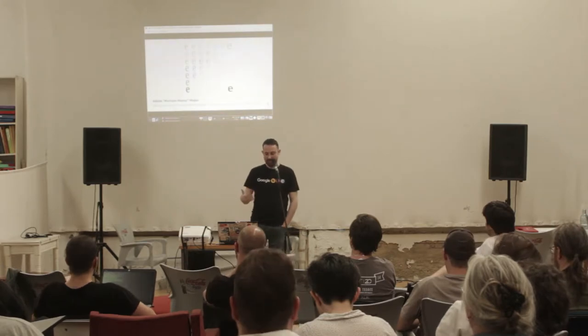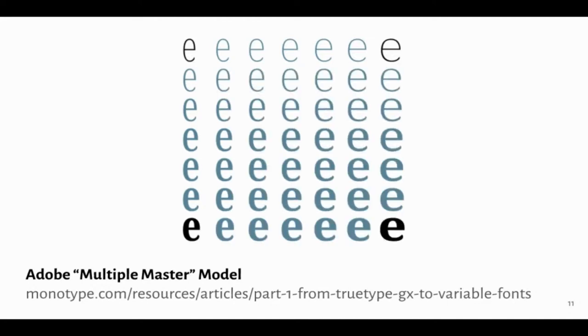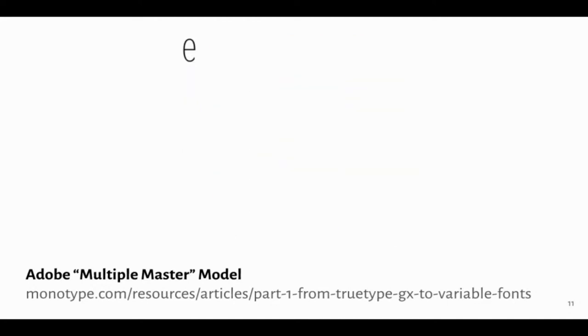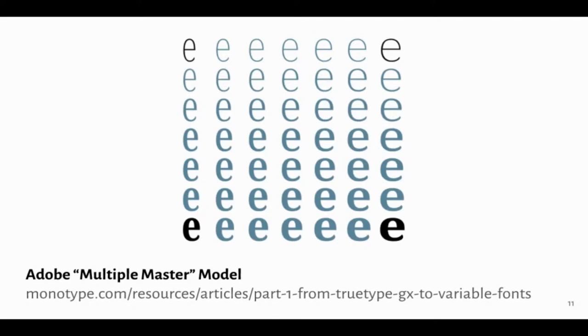So this model, the Adobe Multiple Master Model, which was something I'd learned about as a student maybe 15, 18 years ago, the idea is that you had drawn the four corners of a design space. So you would draw a condensed, narrow, lightweight, and bold or black weight. And then you would draw a wide, expanded, light, and bold weight. And then you would have this interpolation space inside those four extremes.